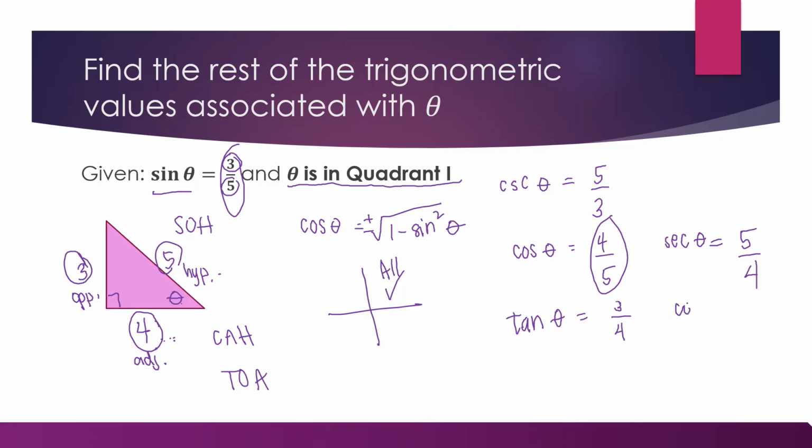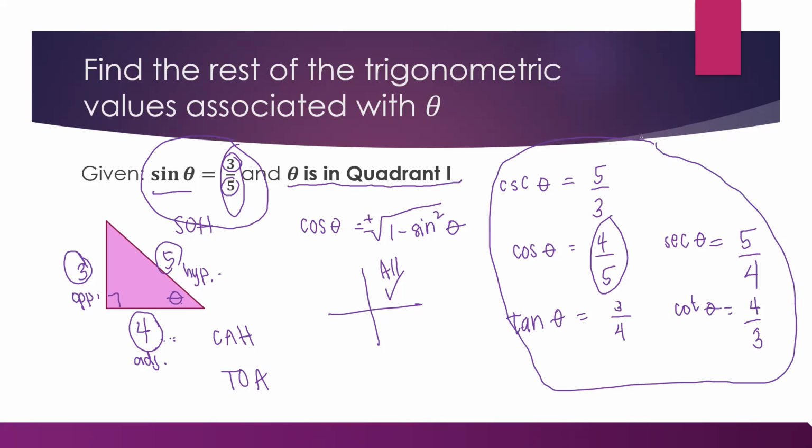And of course, the cotangent theta is 4/3. So that is what we mean by, tell me who you are and I'll tell you who your friends are. Okay. So, those are the friends of sin theta. You can always pause this video if you still need to absorb what we've been discussing.